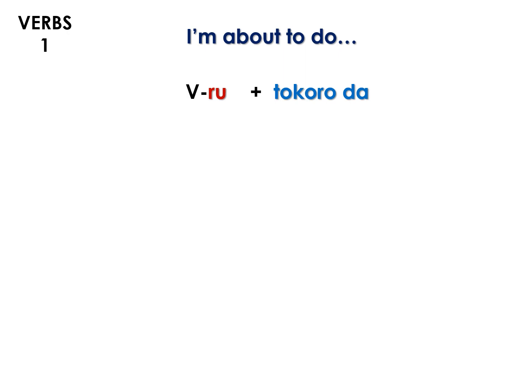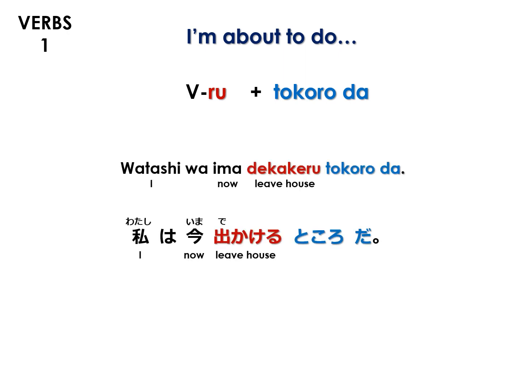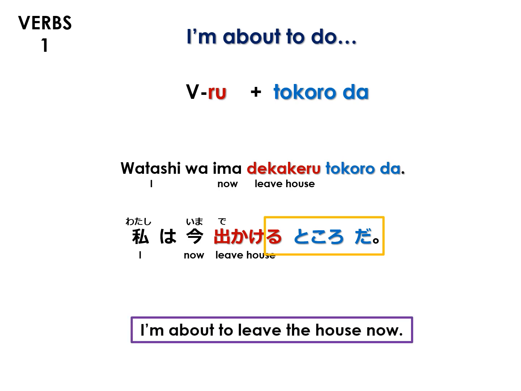Now, ru tokoro da means I'm about to do something. So the sentence, watashi wa ima dekakeru tokoro da. The key here is to spot the pattern ru tokoro da. And so the sentence means I'm about to leave the house now.